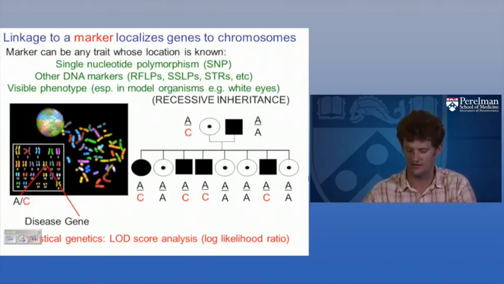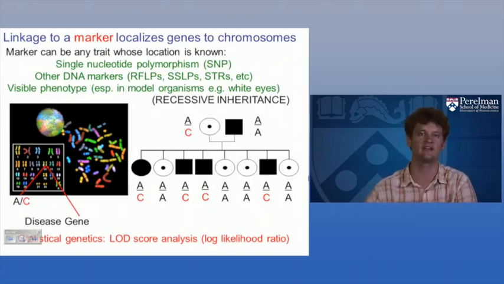That's just depending on which individual you are, you might have one or the other. It doesn't necessarily cause any phenotype, whether you have A or C, but it's a useful marker for that location in the genome.